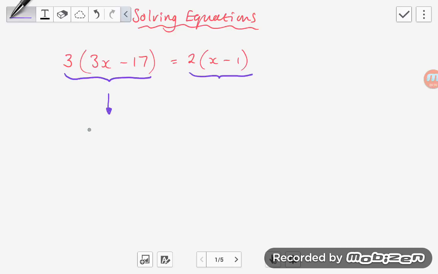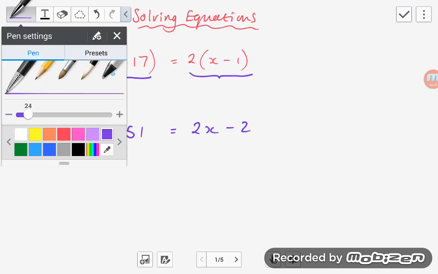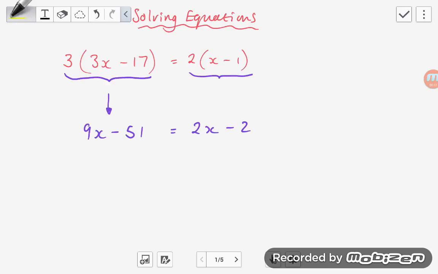So times everything in that first bracket by 3 gives me that, and multiplying everything in the second bracket by 2 gives me that. Now, we have x's on both sides. And what we do is take the smaller of the two x's, and in this case, it's the 2x. So we must get rid of that. So we subtract 2x off both sides.